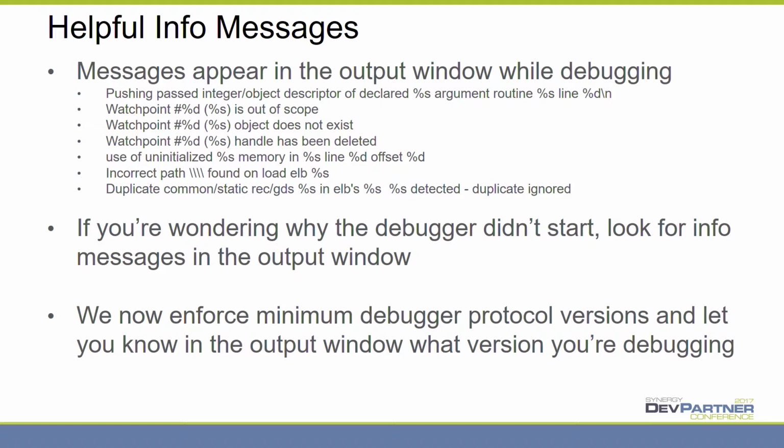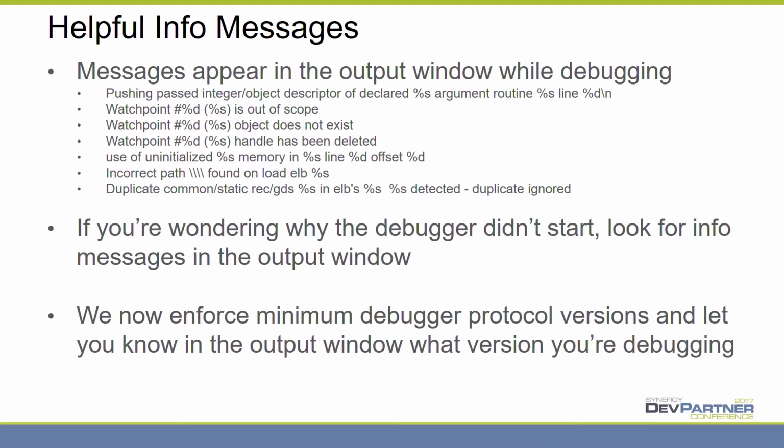If you're having weird, undefined kinds of behavior and you're not seeing uninitialized values, that is another big source of "I don't know what's going on." The other ones are relatively straightforward. It's like the watch point that you set has gone away, or the watch point on an object doesn't exist anymore, or the handle has been deleted. Those sorts of things are pretty straightforward. Or the use of uninitialized memory, incorrect paths, or duplicate common static records or GDSs. So helpful error messages, always be on the lookout for those when debugging inside of Visual Studio because they will pop up and save you a lot of time.